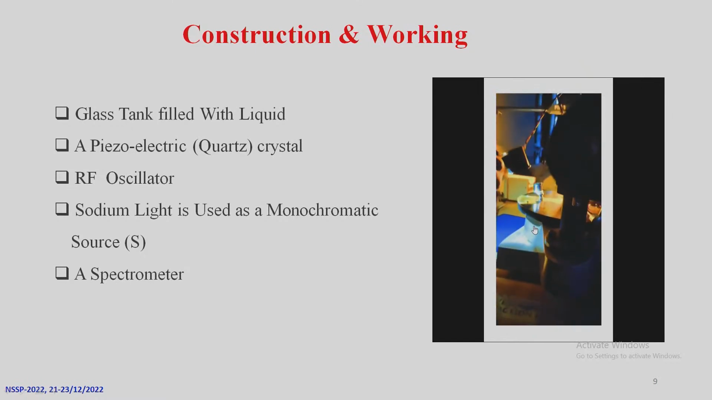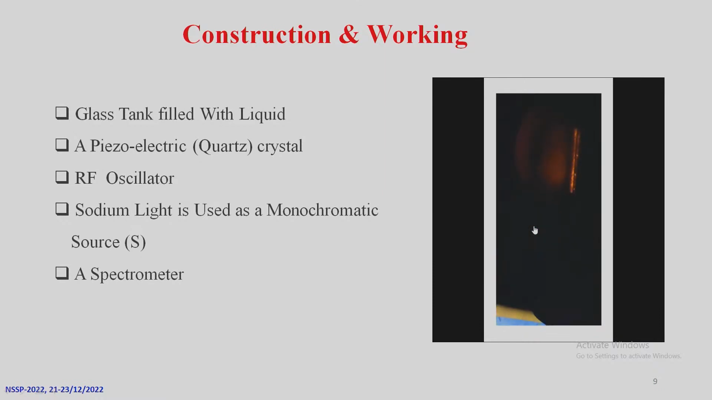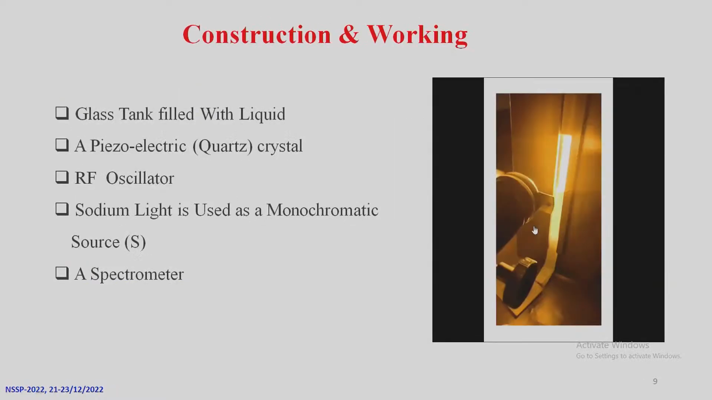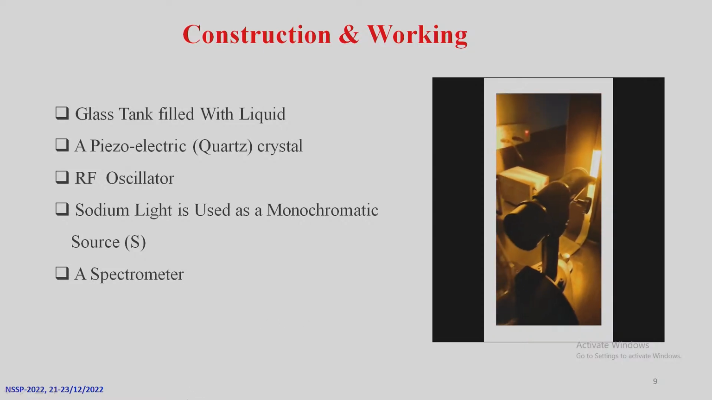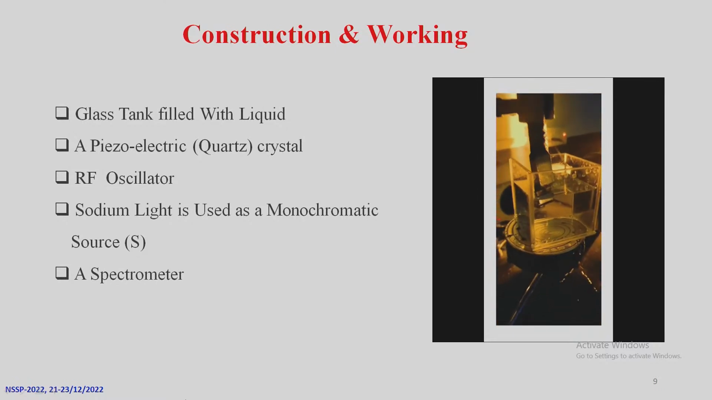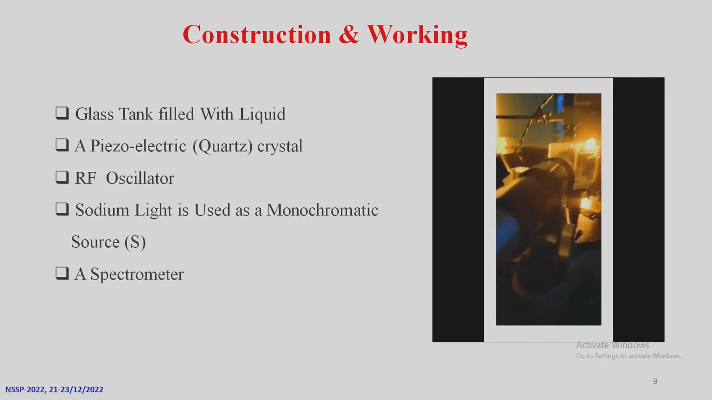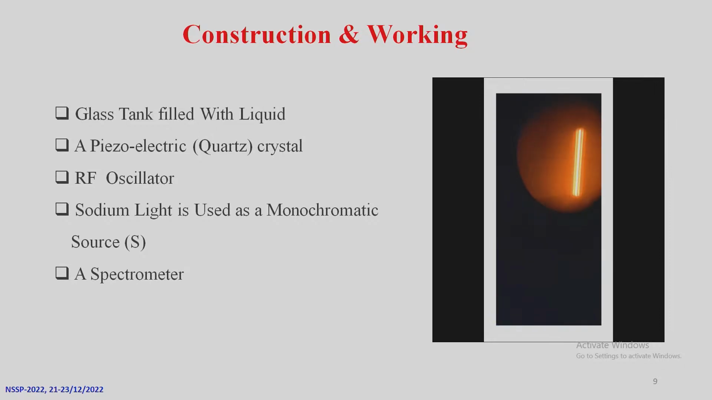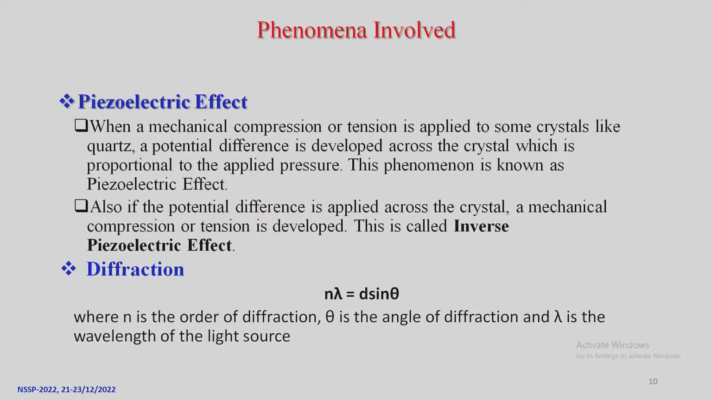Let us talk about the construction and working of the Debye-Sears method. In construction, we have taken a glass tank filled with a liquid, a quartz crystal, a piezoelectric crystal, and we have also taken a sodium light as a monochromatic source of light, and a spectrometer and an RF oscillator. Coming to the working, initially the crystal is set free and the monochromatic source of light is switched on. When this light passes through the liquid, we can see only a single image. I mean, no diffraction pattern is observed.